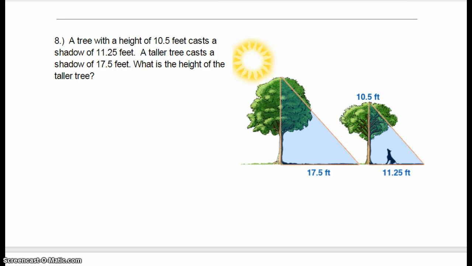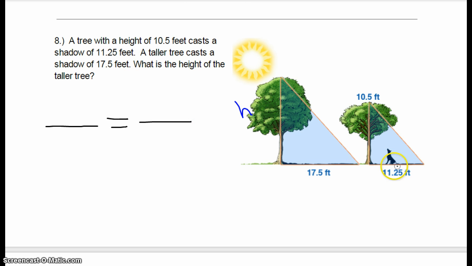Here we've got the shadow problem, the other tricky triangle problem. We've got a tree with a height of 10.5 feet and a shadow of 11.25. Another tree, we don't know the height yet, but we know the shadow. What I'll do, I think I'll use a proportion here. I could use scale factor also, if you like using scale factor.